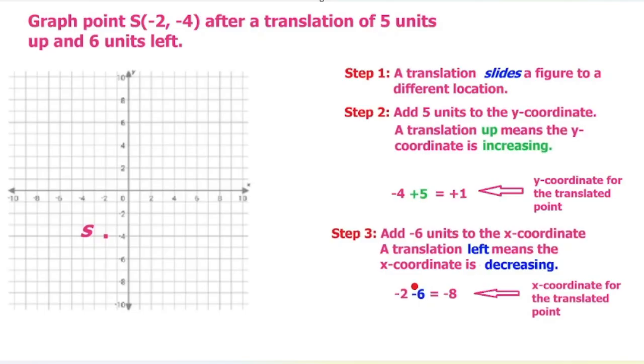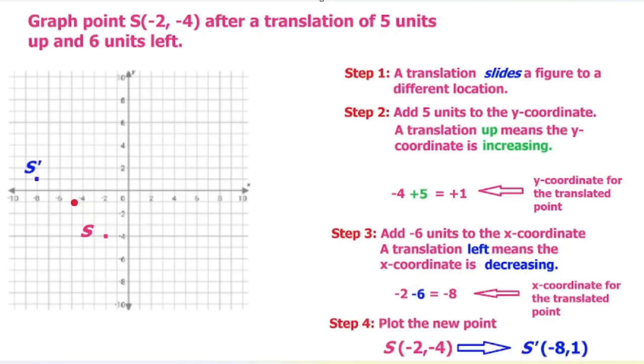So now we just need to plot the new point. So it becomes -8, 1, which is the new point here. It just got slid this way to here. And that's all there is to that problem.